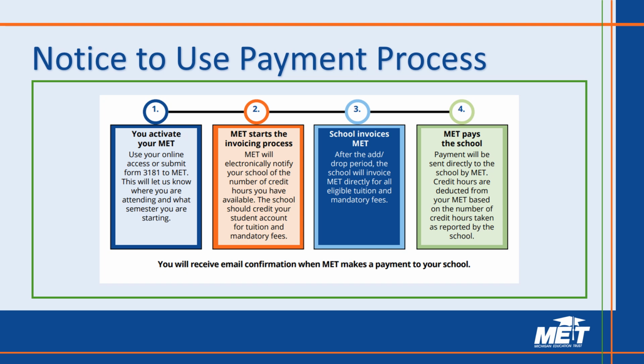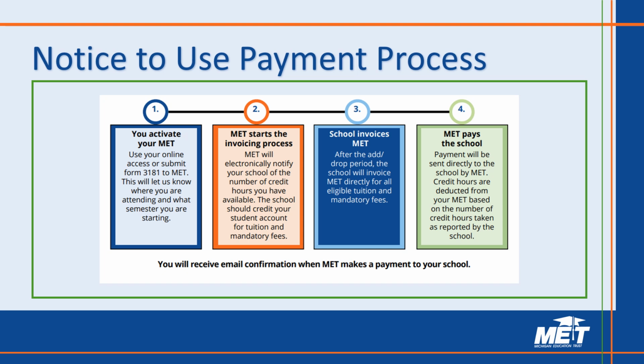Met will pay your school directly after receiving the invoice from the school. We will then deduct the number of credits you are enrolled in from your total Met credit balance. You will receive an email from Met once the payment is made on your behalf.